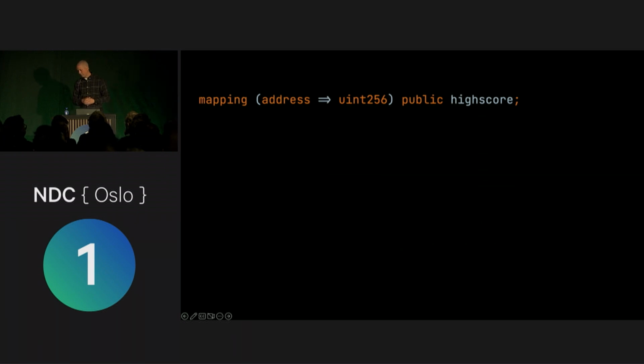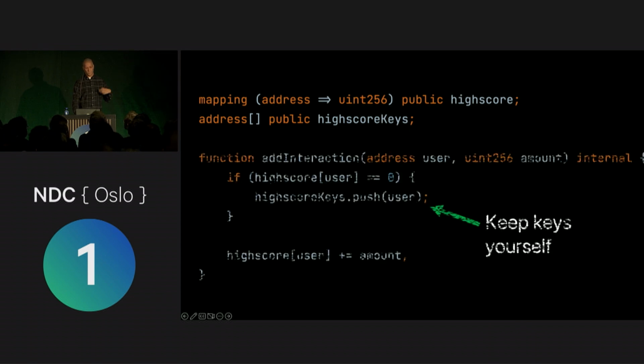So here we have an example. This is a mapping, or a hash map, between an address and a number. And we can use this to make a high score if you make a game. But the problem is that we can't list the keys. So we can't make a high score unless you yourself have an array next to it. So you yourself, as a programmer, need to keep the keys. So whenever you update the hash map, you need to remember to take care of the key as well. And then you can use this array to iterate over the keys and pick out the values from the hash map. Yeah, this is just one of the many things that is off with this language here.